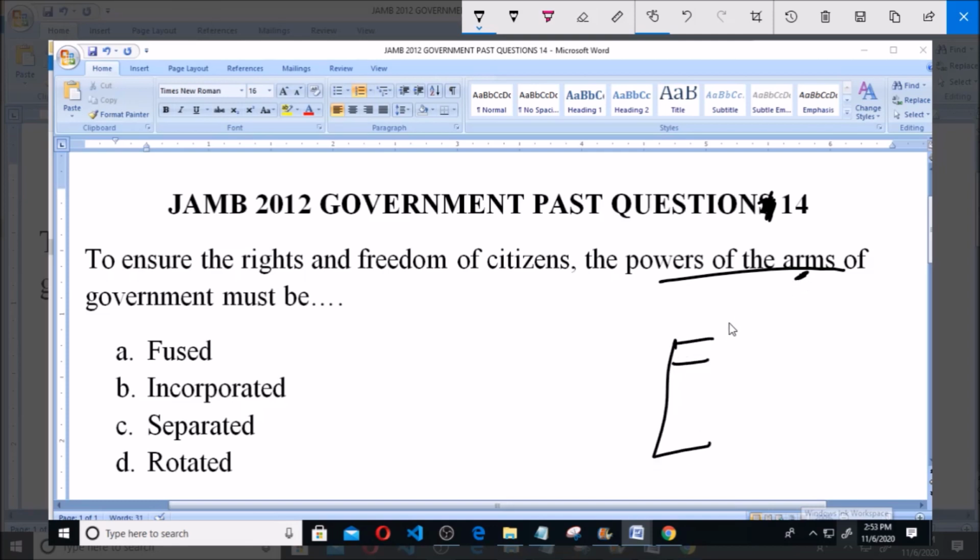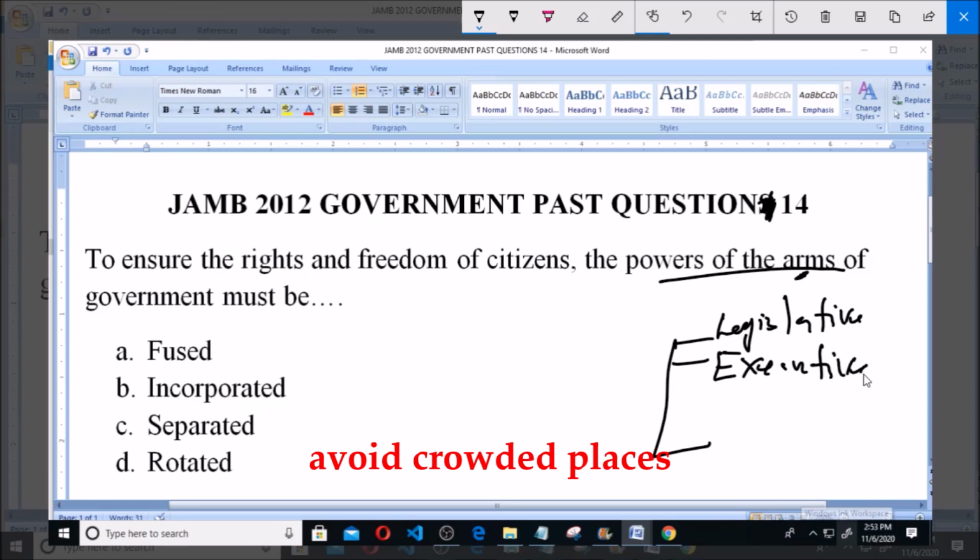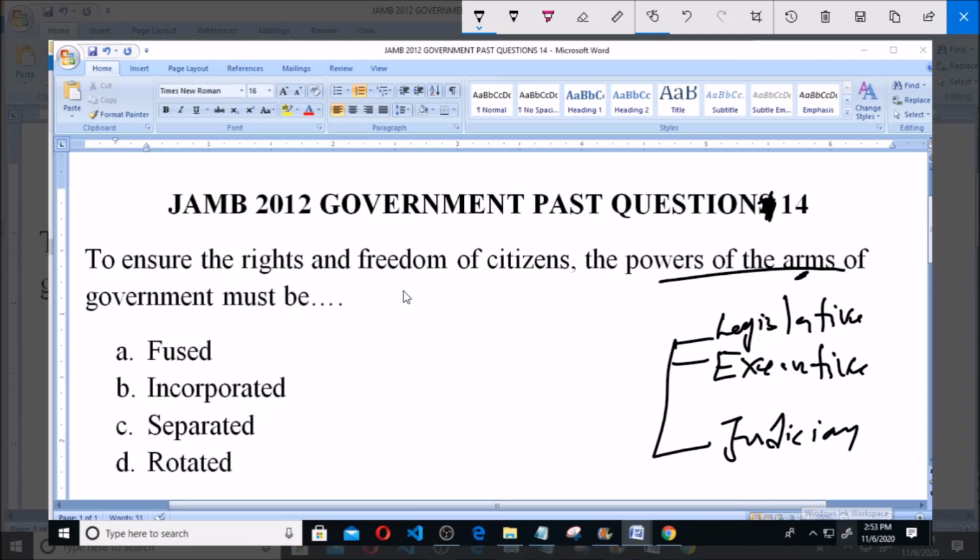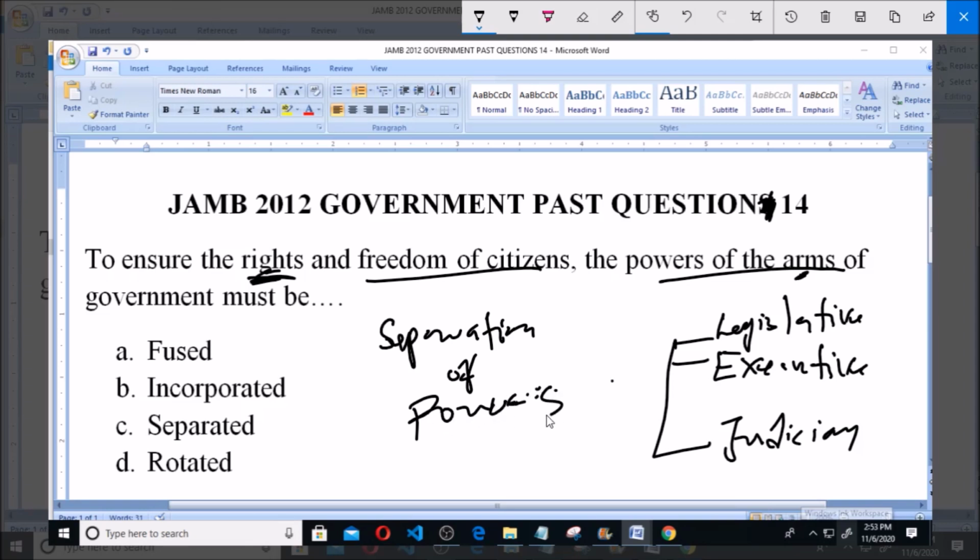We have the legislative, then we have the executive, and then we have the judiciary. So for effectiveness of the freedom, to guarantee the rights and freedom of citizens of a country, there must be separation, and that's what we call separation of power. So the essence of separation of power is to ensure the right and freedom of citizens. So option C is correct.